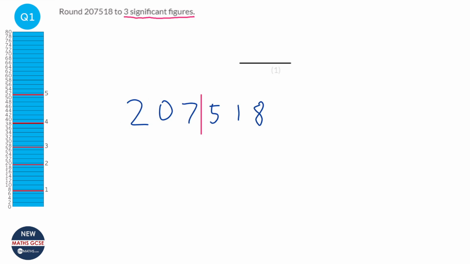Now all the numbers to the right, so these numbers here, will all turn to 0. But before that happens, we look at this number. Now this number, if it's 5 or more, it moves this number up by 1. If it's less than 5, that number stays the same. Now it is 5 or more, because it is 5. So it's not going to be 207, it's going to be 208.